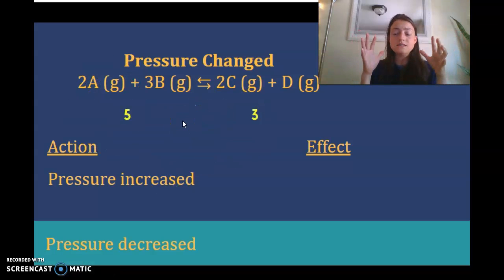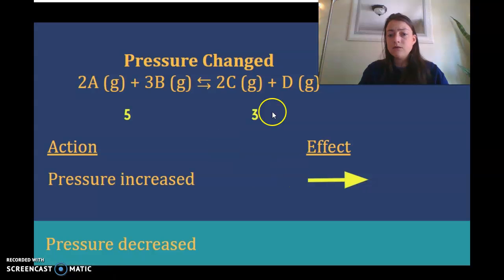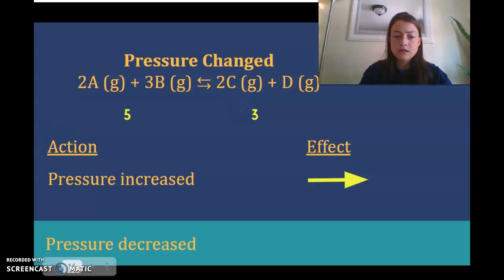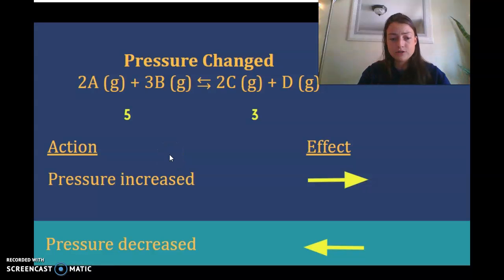So if we were to increase the pressure, we're decreasing the volume, so we don't have as much space anymore. So we're going to shift towards the side with fewer total moles because we don't have as much space to fit things. So we're going to make more of our products in this particular case. If we were to decrease the pressure, we have more space. So we're going to shift towards the side that has more moles, because they can fit in that space now that we've decreased the pressure.